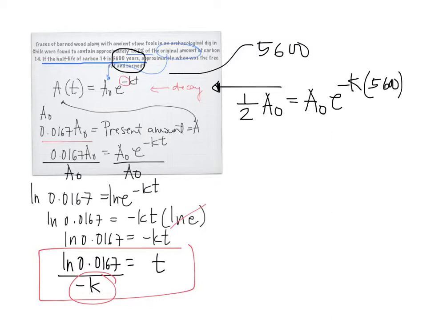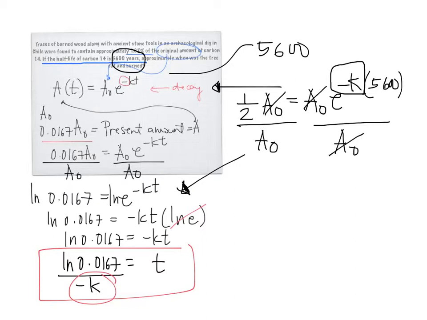And I can see that I can actually find the value of k from this equation. Similar to the solution that we did on the left side, this new equation can be solved in that manner. So I have to divide by a sub 0, so no more a sub 0. So 1/2 is equal to e to the negative k times 5,600, or negative 5,600 k.